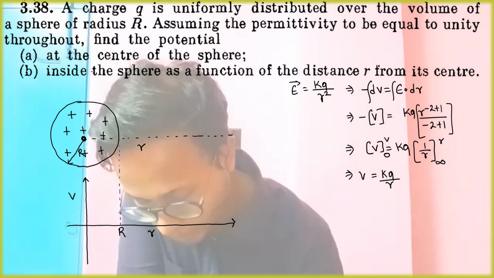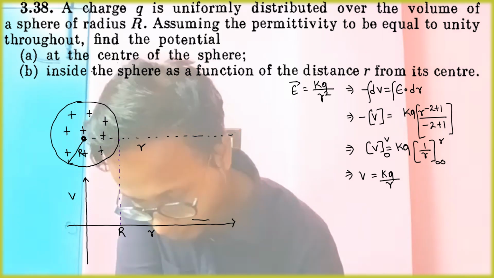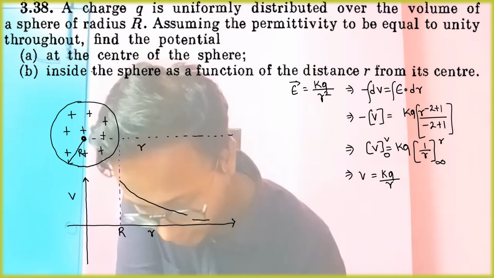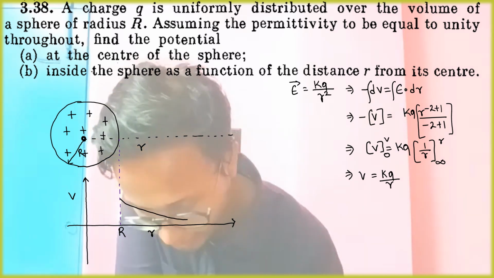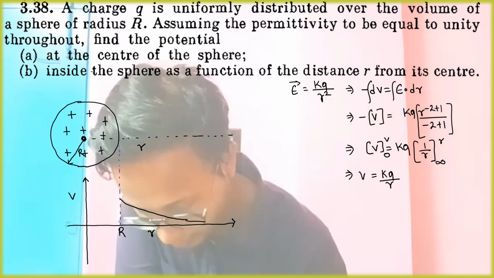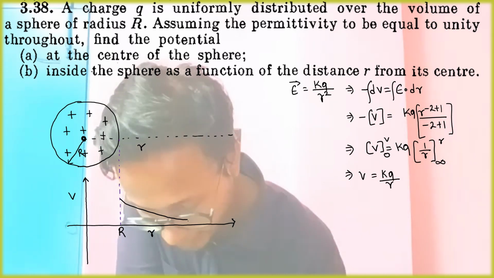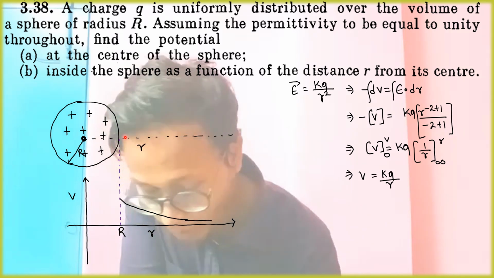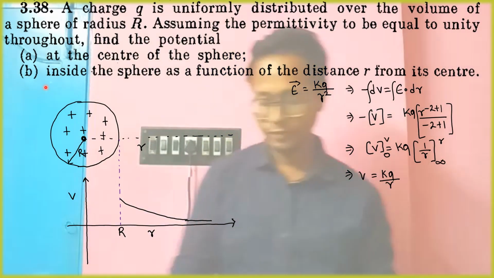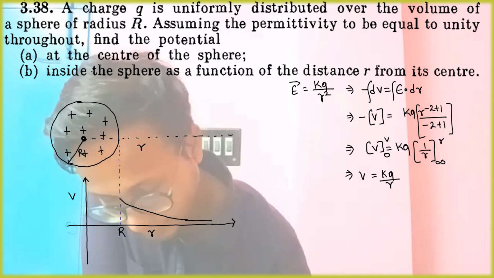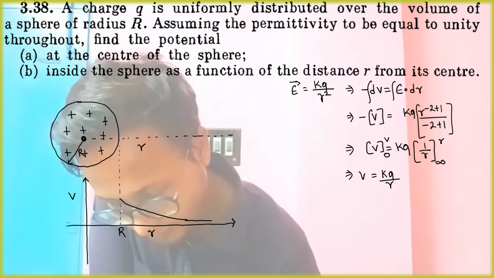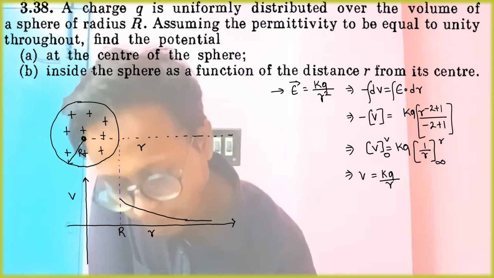So the graph would look somewhat like this. As I go towards infinity, the value of potential is equal to 0. Let me draw the graph somewhat like this, a rectangular hyperbola. And this graph is only valid for points outside the sphere. Understood? So part B of the question is solved. Or not part A, this is another part of the question.